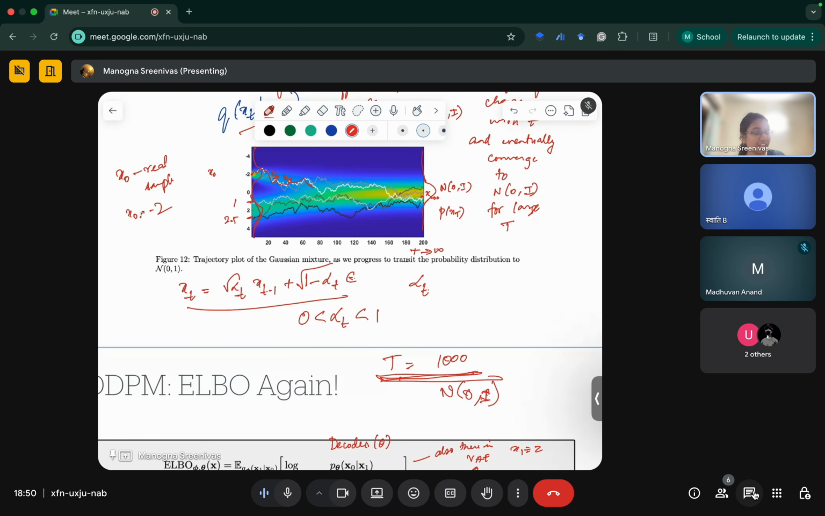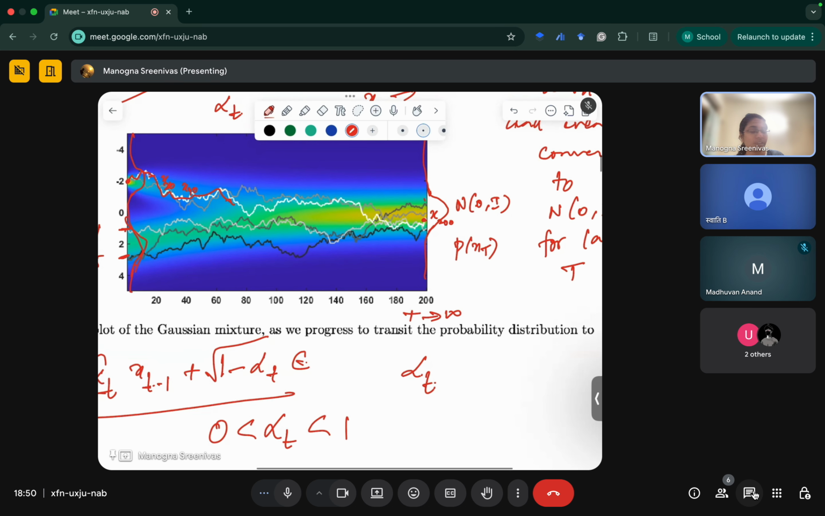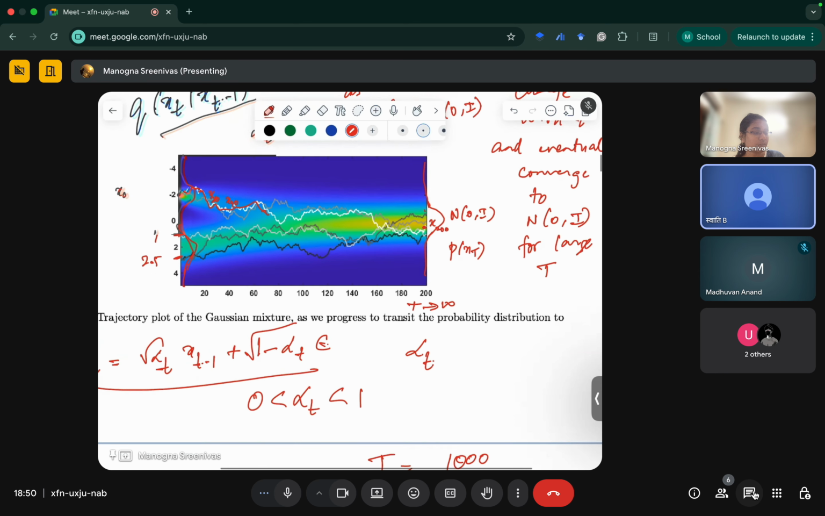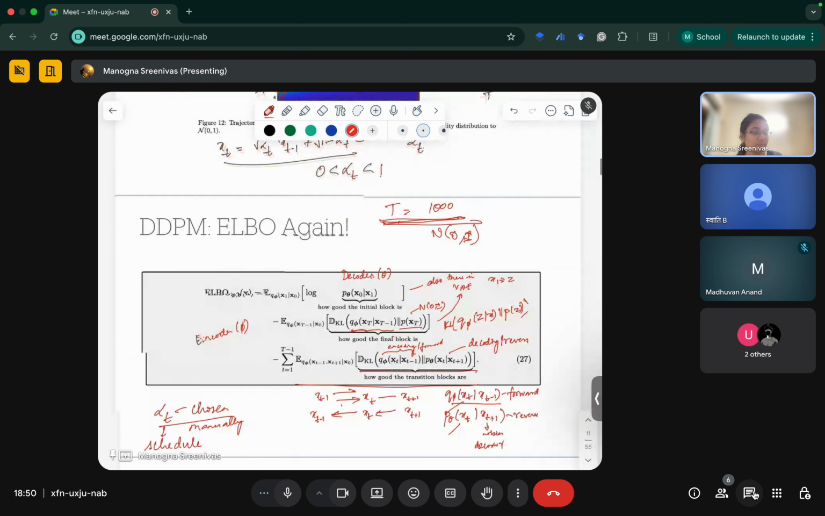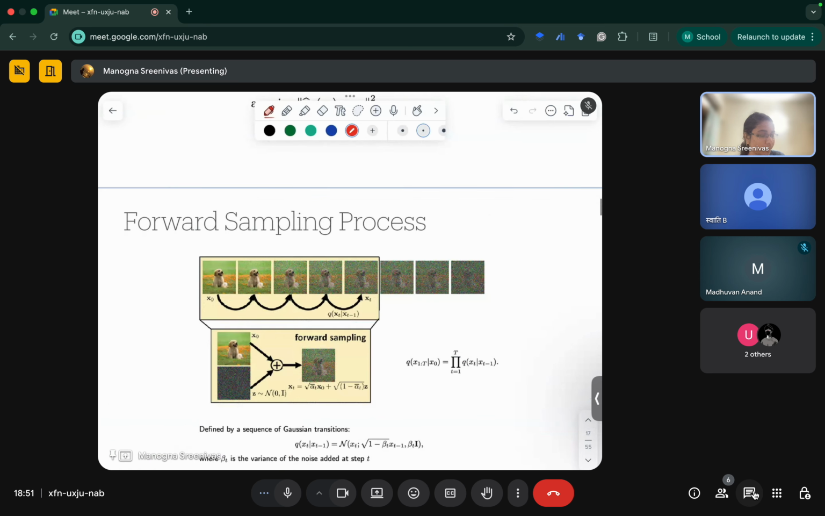See, here they're showing time step 200, but here itself it almost looks like normal. So this is how, starting from an image, you keep adding noise in this way by choosing these alphas, alpha t between 0 and 1. After some point it will look like it's sampled from Gaussian noise. You can't really say it's a real image. It looks like Gaussian.